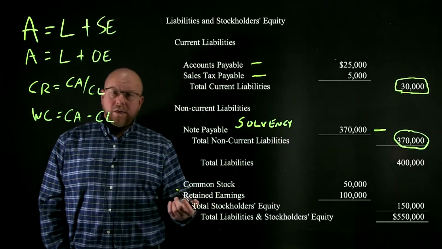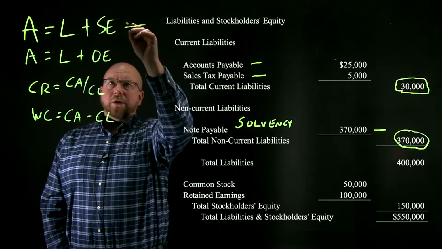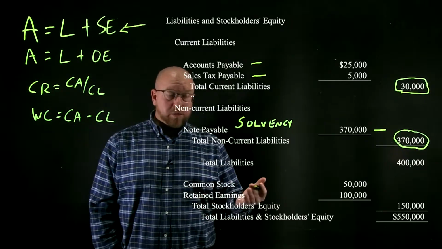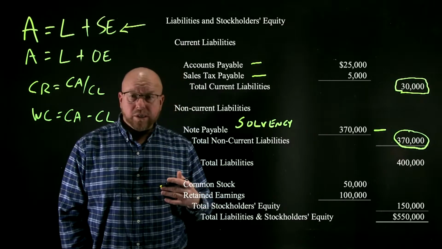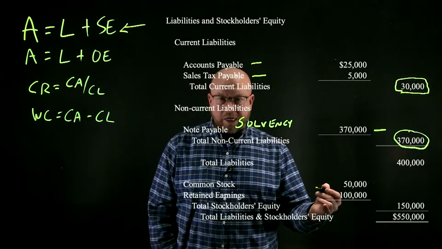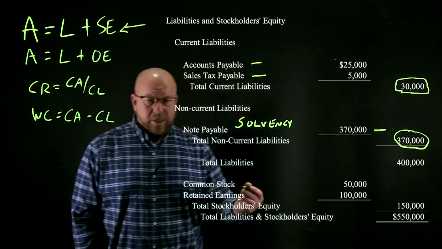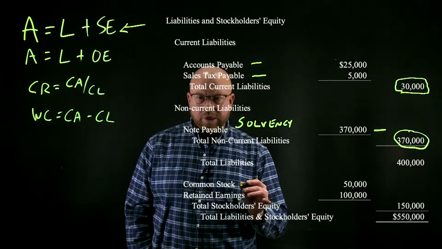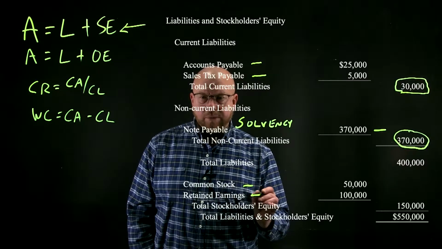Now finally, referring back to this basic accounting equation, which the balance sheet is essentially the accounting equation in the format of a report, we have stockholders' equity down here. Now, stockholders' equity, I'm keeping it pretty simple for you here. We have common stock and retained earnings.